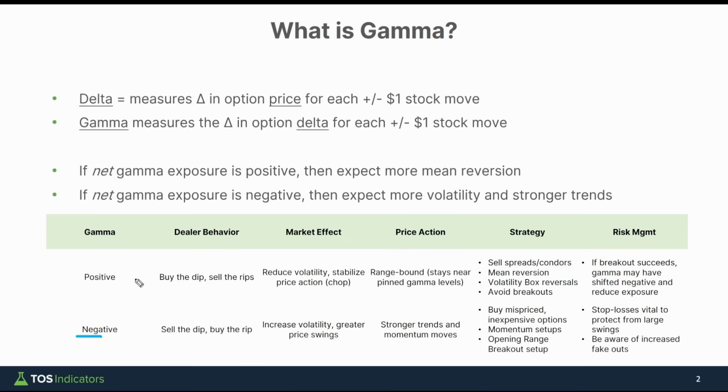Selling spreads and condors in this, joining the options market makers and selling the premium, is usually a good strategy. Now, on the flip side, if you have negative gamma exposure, then you're looking for a lot more volatility and greater swings as price approaches whatever that strike price is, because dealers want to get price way away from whatever that negative volatility is.